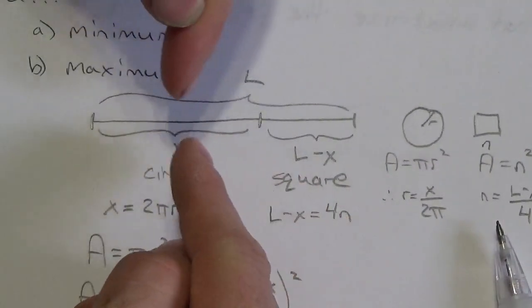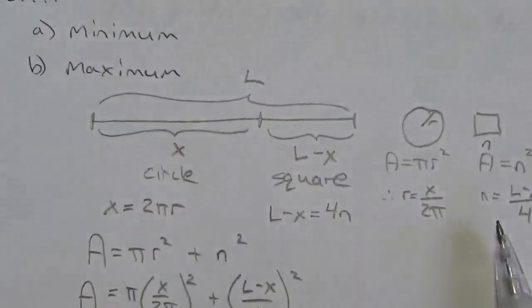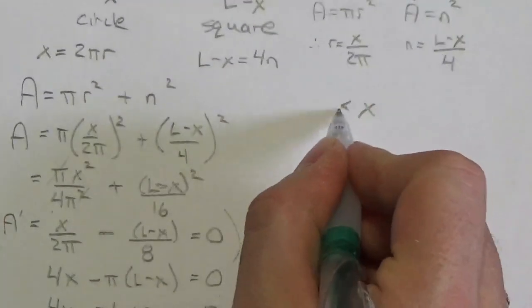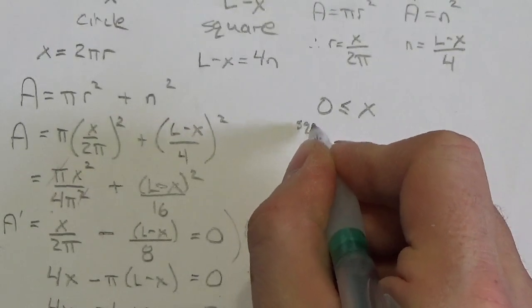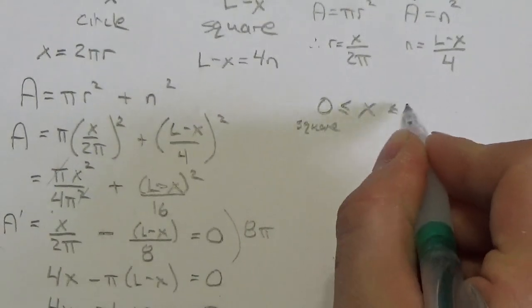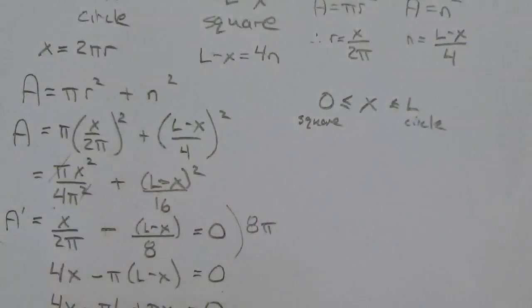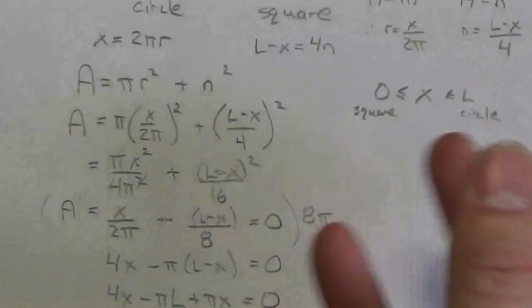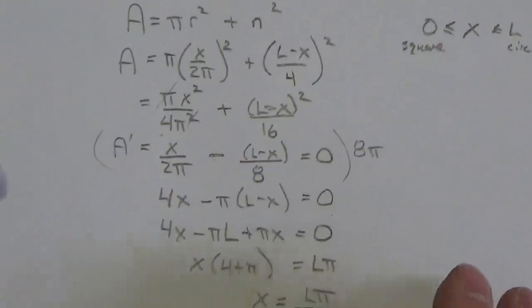Basically, I have the ability to put however much I want on the circle, however much I want on the square. So there are some natural boundaries here. The value of x could go as small as 0, in which case the whole thing is square. Or it could be up here at L, in which case the whole thing is going to the circle. Now, I'm going to use that because this is imposed by the problem, but the formula doesn't really care about these particular endpoints. So I'm going to use these endpoints here to help me figure out what's going on.